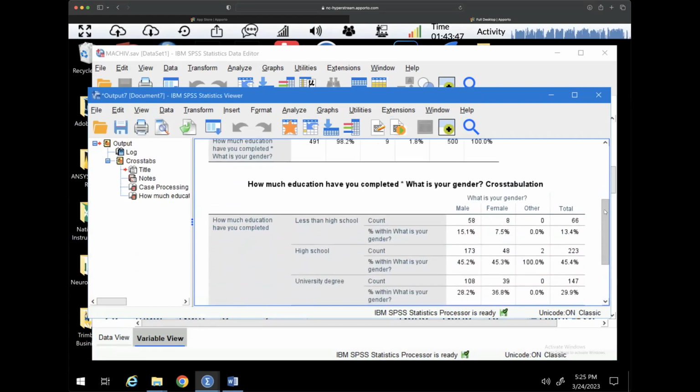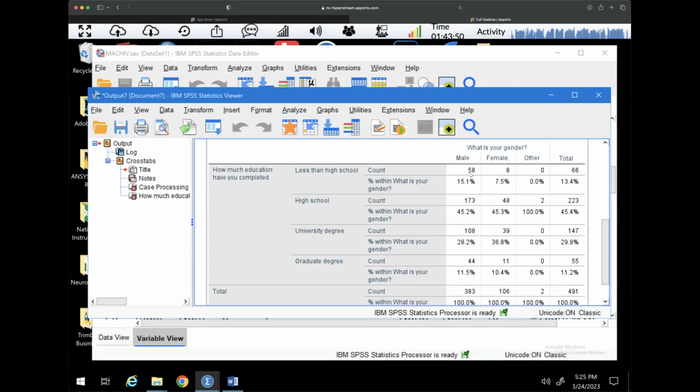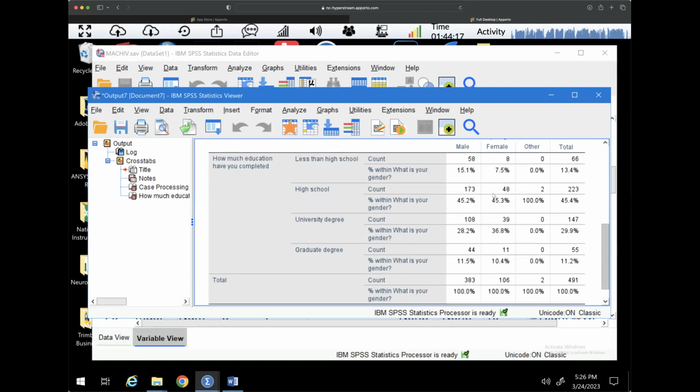So here you can see that this column represents our male responses, and it's broken down by education. So 58 men had less than high school for education. 173 men were in high school or had high school level of education. 108 men had a university degree, 44 men had a graduate degree. And those percentages, 15.1, 45.2, 28.2, 11.5, are out of the total number of men, which is 383, and that's 100% of men.